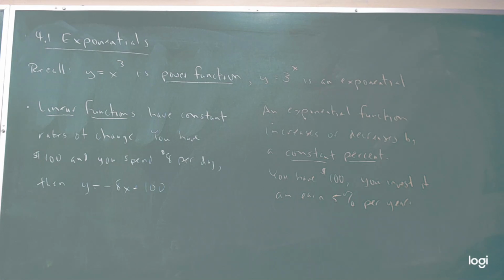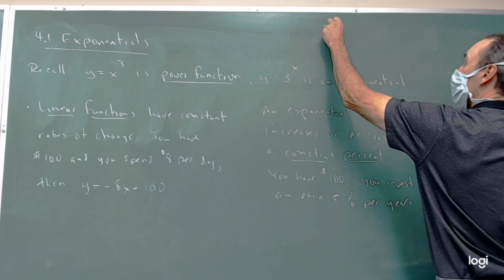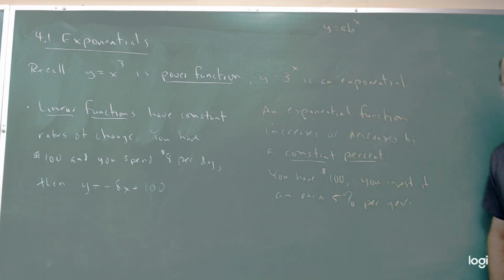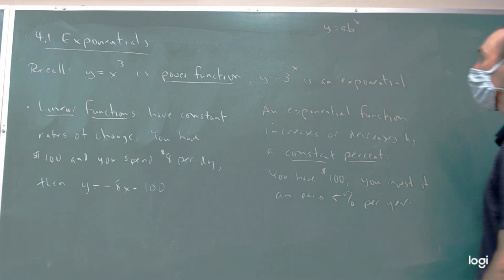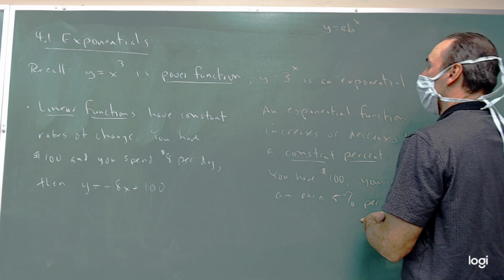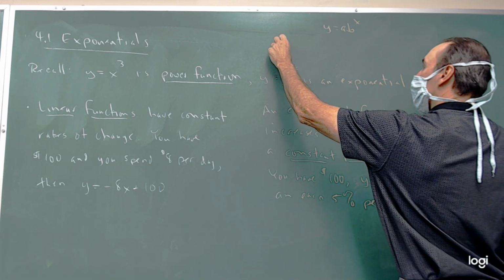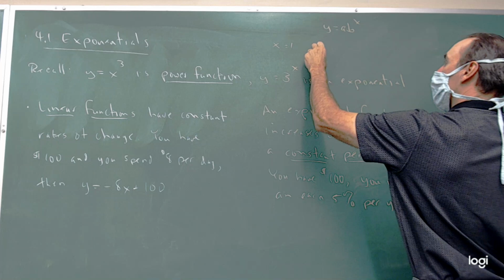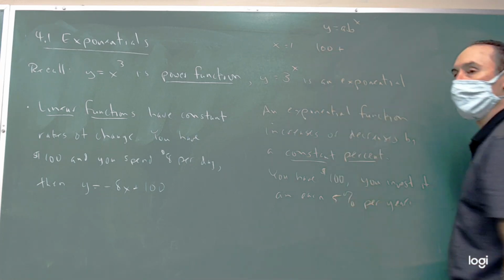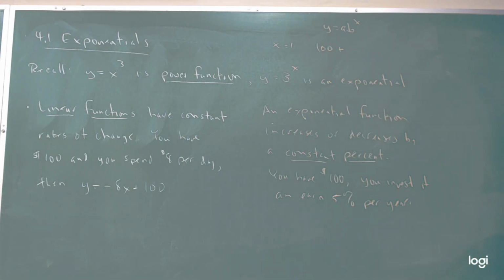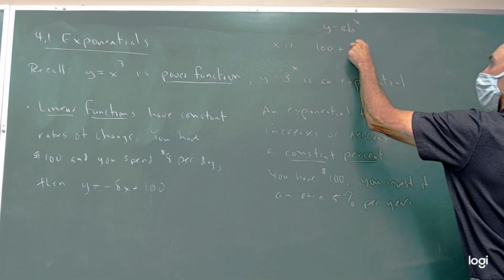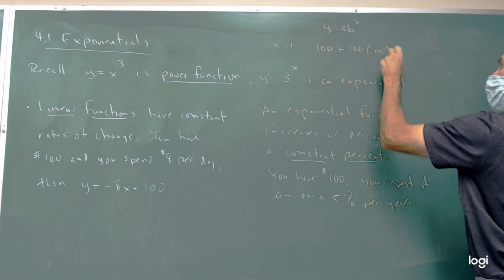Let's take a look at why that ends up being an exponential and how we're going to get the different parts of that. An exponential is always going to be something in the form y equals a b to the x. That's what we mean by an exponential. If we start with $100, then after year 1, when x is 1, we get the $100 that we started with, plus 5% of that $100. So we get 100 times 0.05.